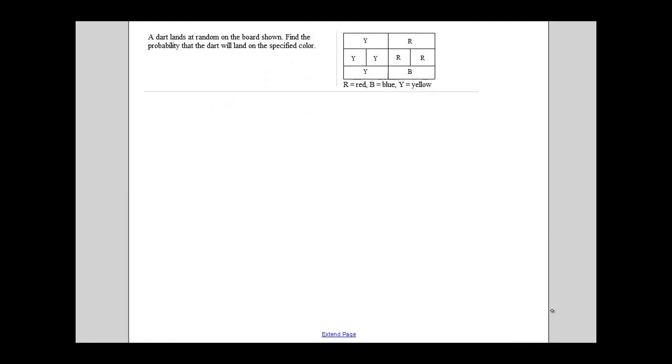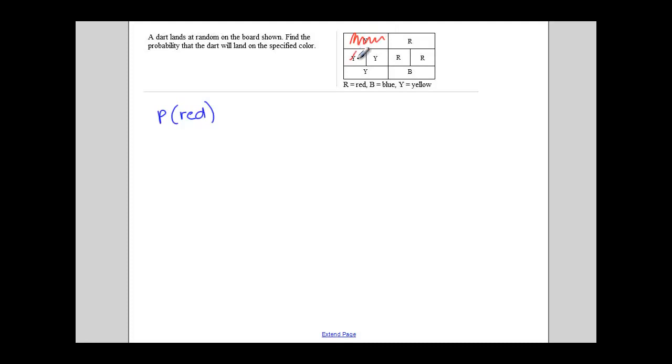For this problem, we have that a dart lands at random on the board shown. Find the probability the dart will land on a specified color. We're first going to find the probability that it would land on a red square. Now the way that these are divided up, they're not equally likely to be chosen. So we want to look at these in equal parts. As we're looking at rectangles and squares, they would need to have the same area, the parts that we divided into. So I can either look at this in 6 equal parts.